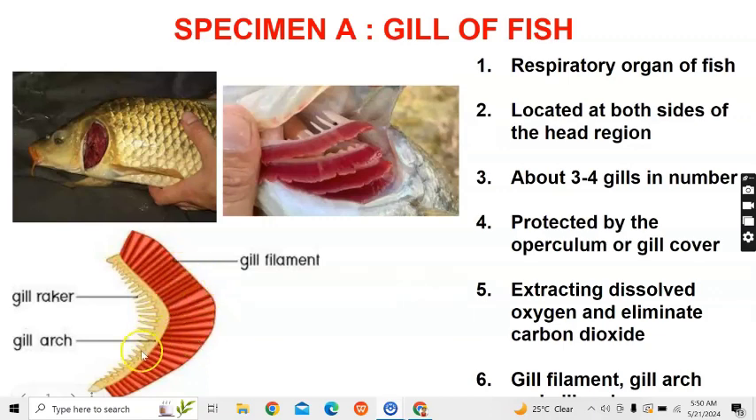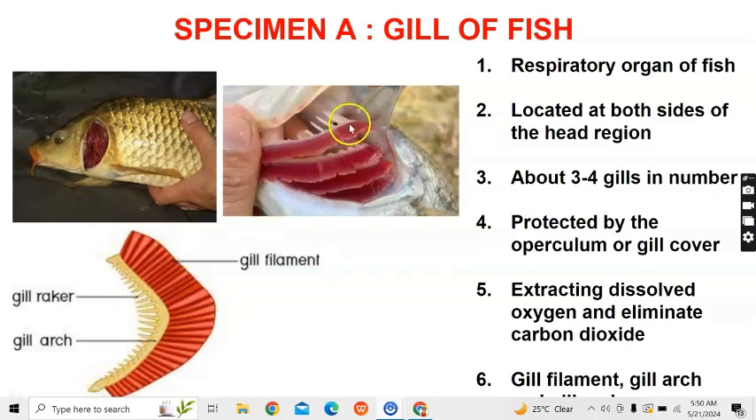Alright, then look at this. You see this in the middle is called the gill arc. The gill arc helps to anchor or support the gill filament and the gill raker. Alright, while the gill raker here helps to prevent particles of food substance from getting into the gill filament. So this is what you are expected to draw.